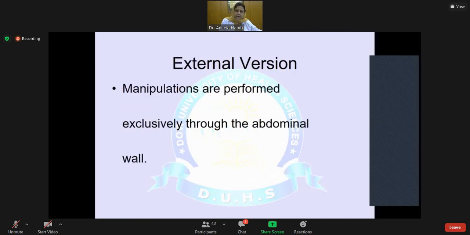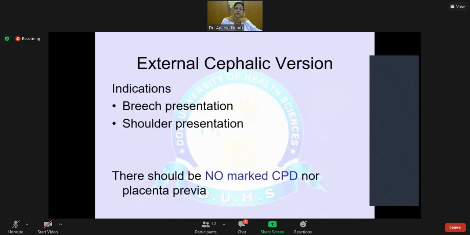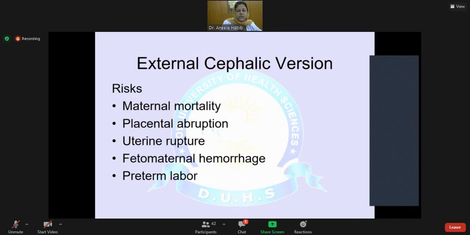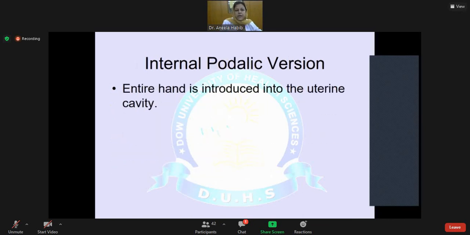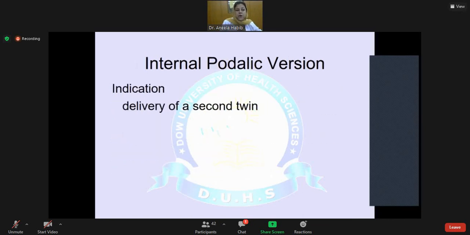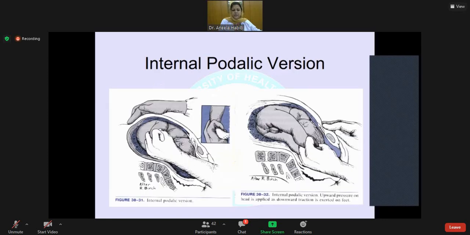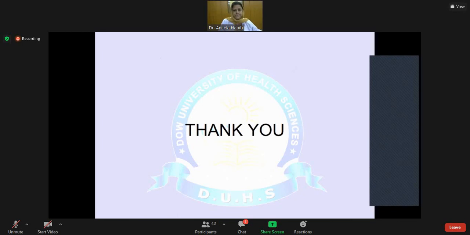In versions, external cephalic version will come, internal podalic version will come. External cephalic version we do in breech, in transverse, in shoulder presentation. And internal podalic version you are doing is for delivery of the second twin only. This is the only indication for the internal podalic version. Look at this, grasping the feet of the baby and pulling it down. Done?